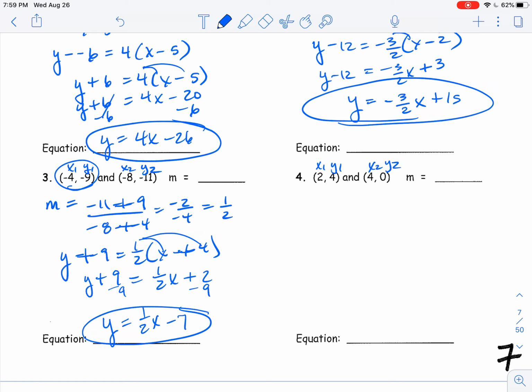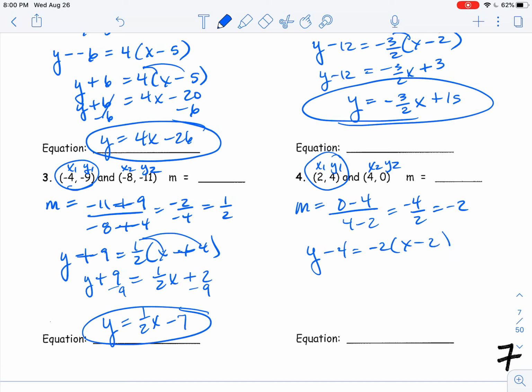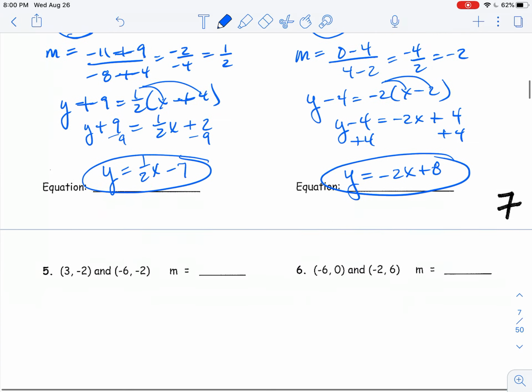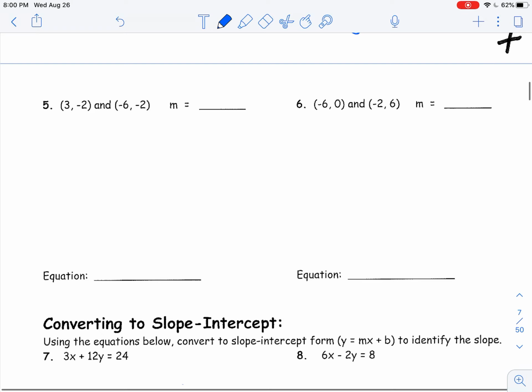Okay, again, try this on your own. Pause the video and then come back. Distribute, combine your like terms. And here's our last equation. If you still need help on this, please see me in tutoring and we can practice some more. Oh, we got some more.